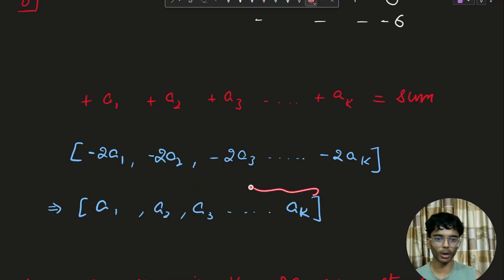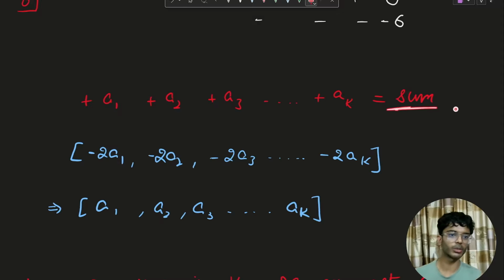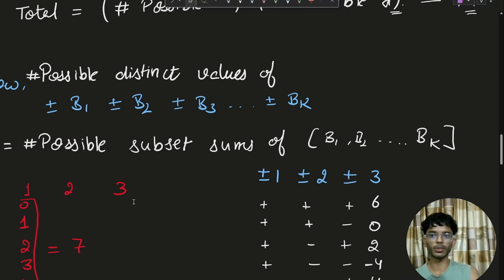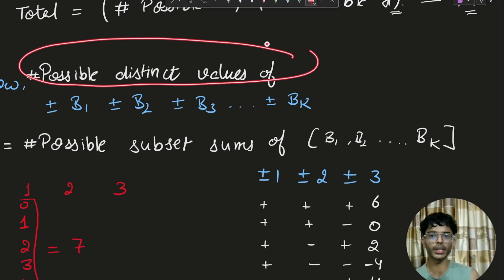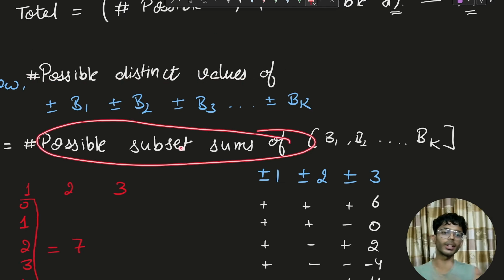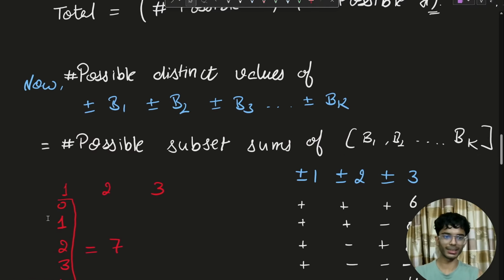So all the possible subset sums of this array can be added to this sum, and that would pretty much be the same thing, right? So we just reduce this problem, that is counting the possible distinct values of this, to counting the possible different subset sums of B1 to Bk, right? Now, why did we do this reduction?